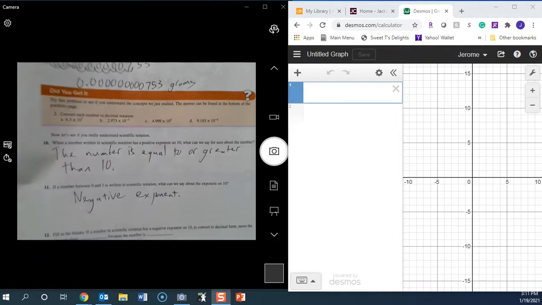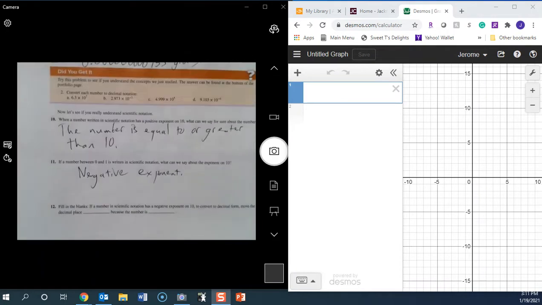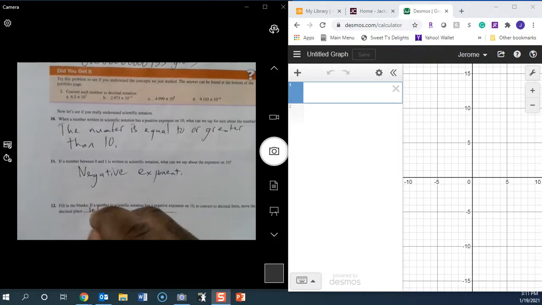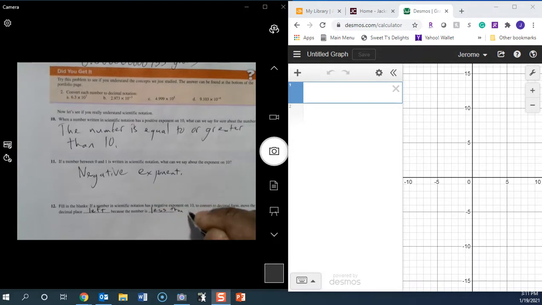Okay, now we come here to number 12. It says fill in the blanks. If a number in scientific notation has a negative exponent on 10, to convert to decimal form, move the decimal place left because the number is less than 1.